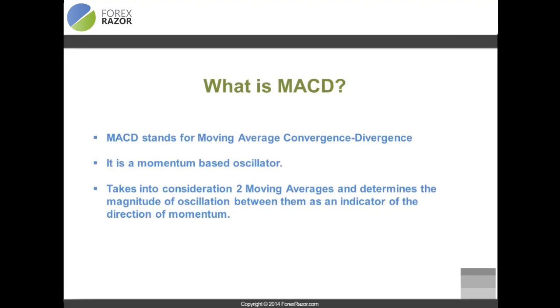So what is MACD? MACD stands for Moving Average Convergence-Divergence. It is a momentum-based oscillator. A momentum-based oscillator gives an estimate about how quickly the price changes from highs to lows. Therefore, MACD, being a momentum oscillator, takes into consideration two moving averages and determines the magnitude of oscillation between them as an indicator of the direction of momentum.